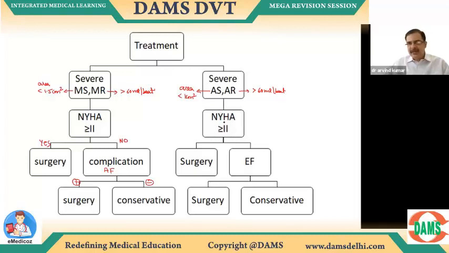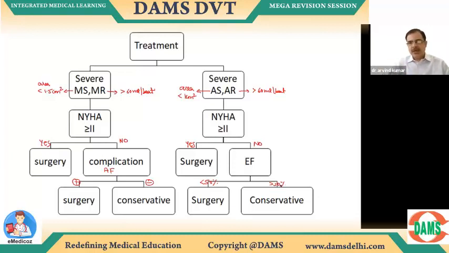We will go by the same NYHA staging: more than 2, patient is symptomatic, yes, go for surgery. If NYHA 1, then we look for the ejection fraction. If ejection fraction is less than 50%, then we go for surgery. It indicates a left ventricle dysfunction. While if ejection fraction is more than 50%, then we go for conservative treatment. So this is all about the treatment approach in a simplified form for different valvular lesions. So with this, we finish our clinical case one, that is valvular heart disorders.